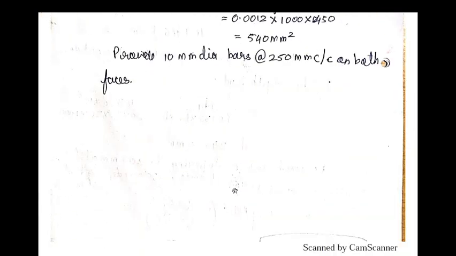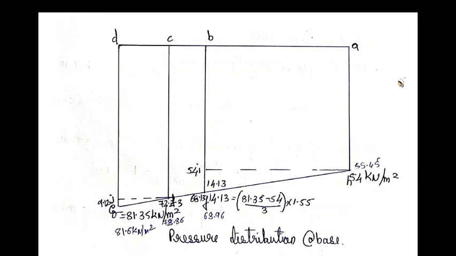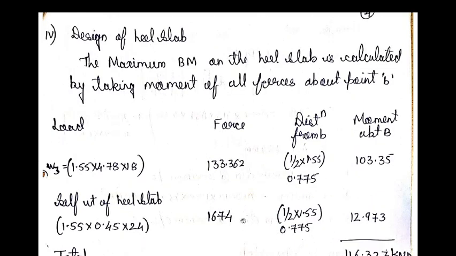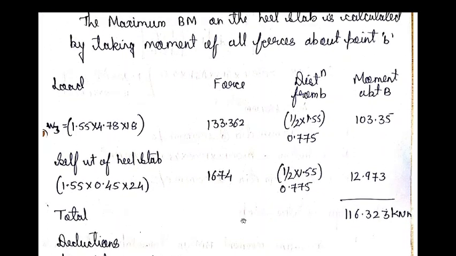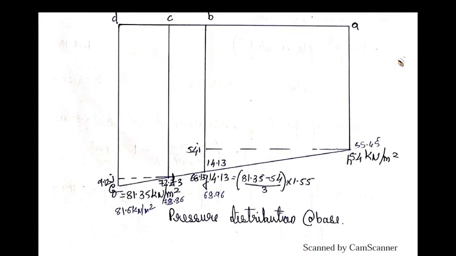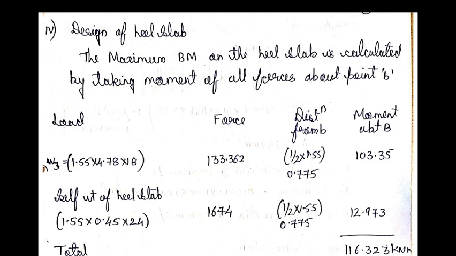Just let us see. So this is a pressure distribution diagram. For our further calculation, we will be using this only. So here the components have been calculated. So let us explain this to you. Now let us start with the design of heel slab.